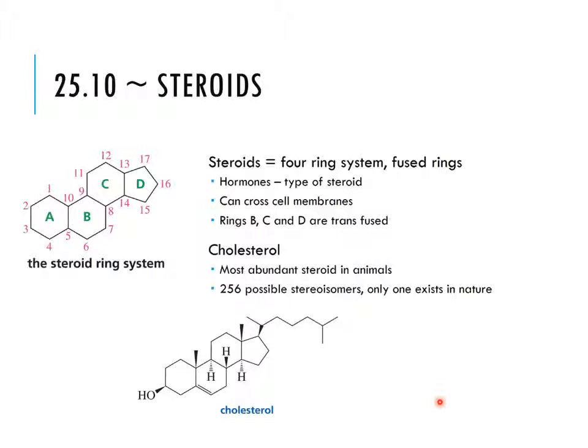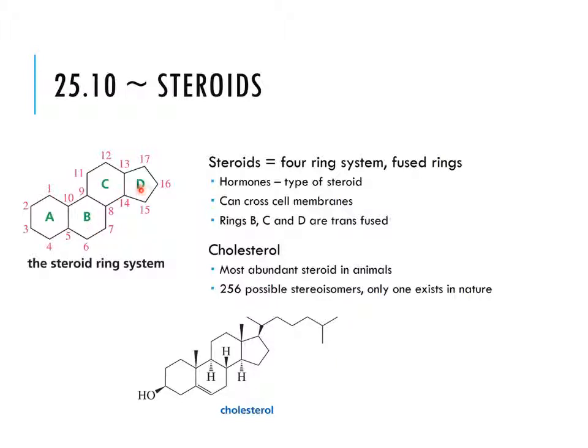All right, our last category of lipids are the steroids. And the defining characteristic of the steroids is that they all contain a 4-ring system, and the rings are fused. And so over here we have the basic system. The rings are labeled as A, B, C, and D. D is a 5-membered ring. A, B, and C are 6-membered rings.